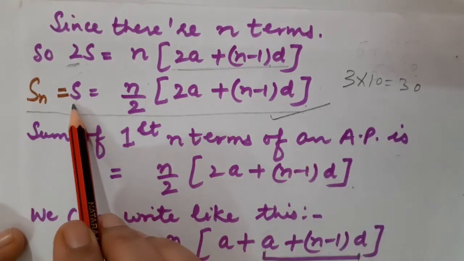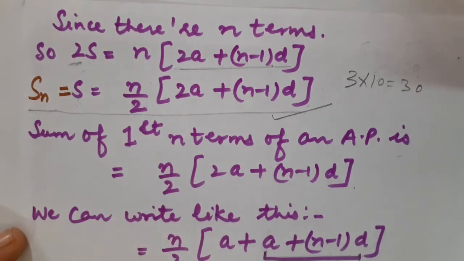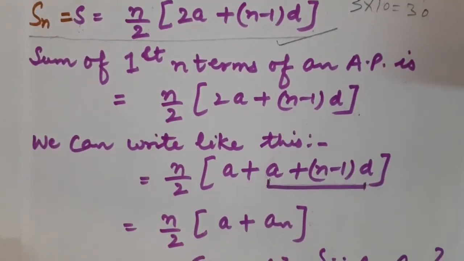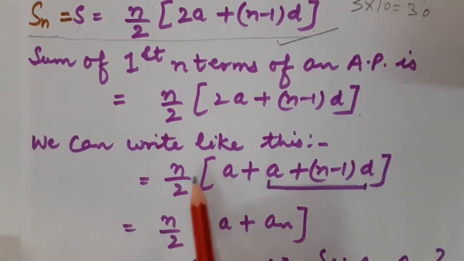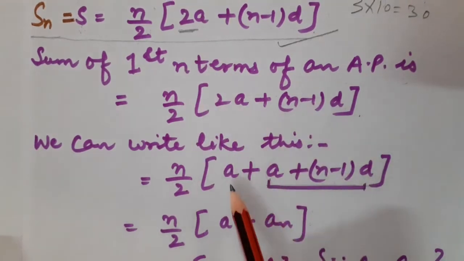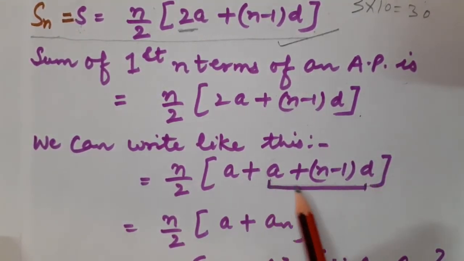Can be written like Sn also. Fine. Now we can even write the same formula in another way also. What is that way? n by 2 into 2a, I am going to split. I have written a plus n minus 1 into d. Children, you know this formula.